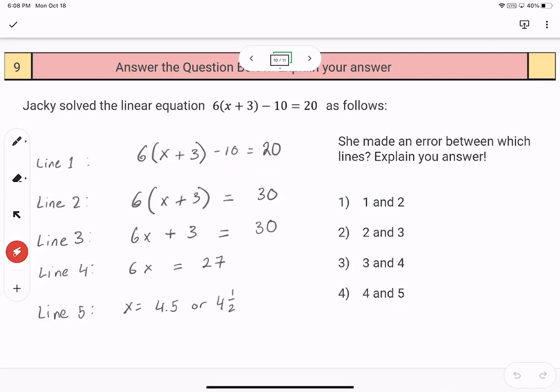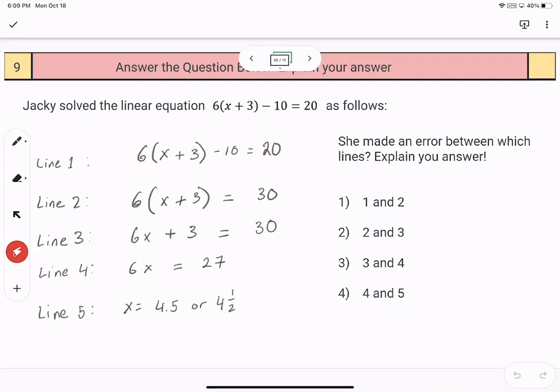And you can do that to get the variable by itself. So now 6 times (x + 3) is equal to 30. Now line 3, she has 6x plus 3 is equal to 30. So the parentheses are gone, but how did she get there? She multiplied 6 times x, and she got 6x, but she did not multiply 6 times 3. Remember, you have to distribute.